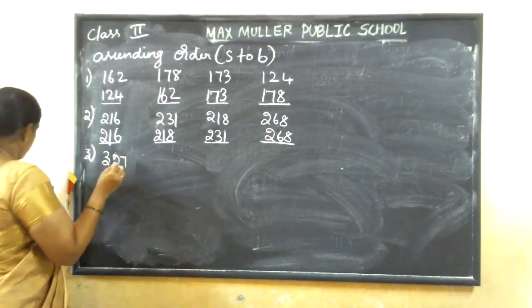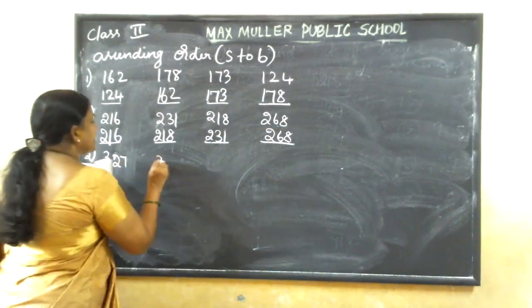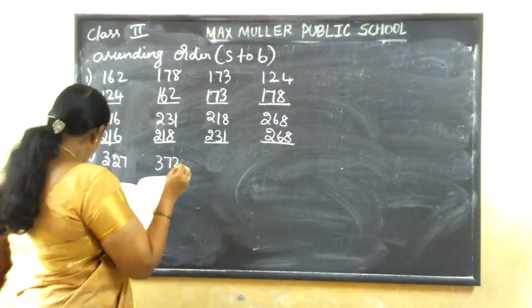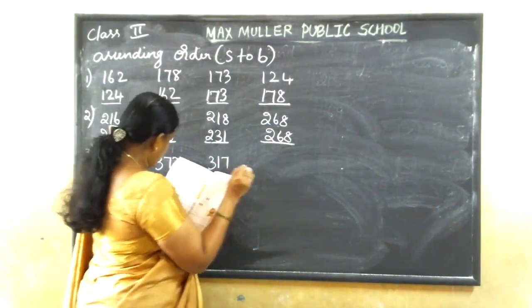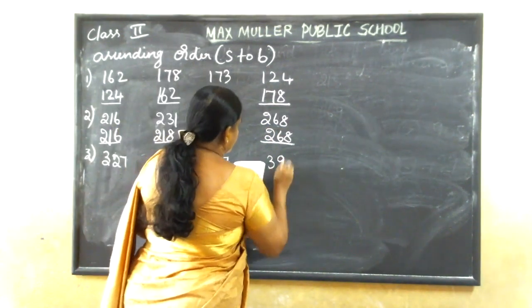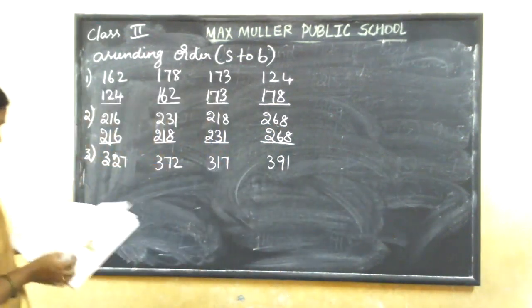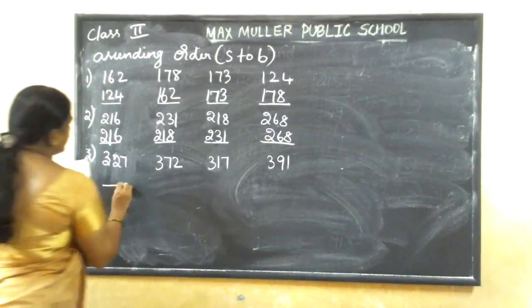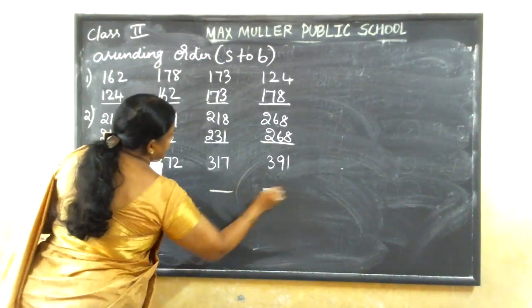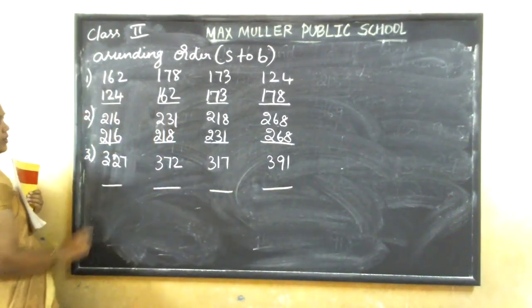327, 372, 317, 391. For this you want to write, see, small number. First you want to write small number.